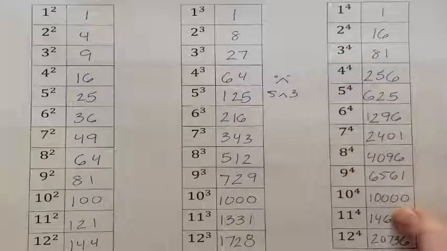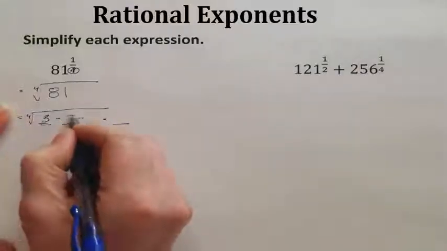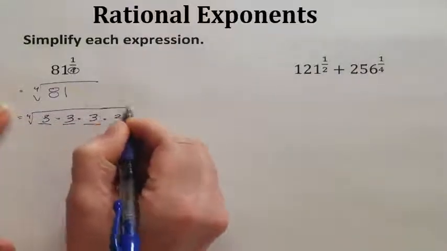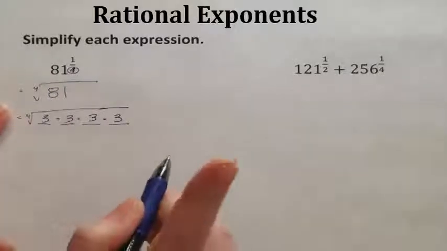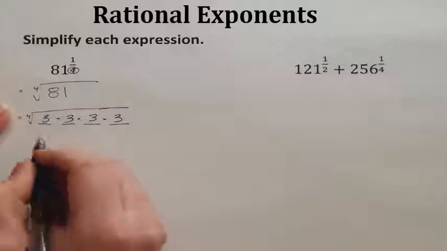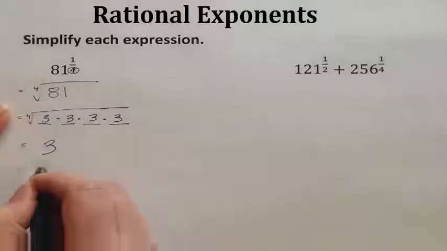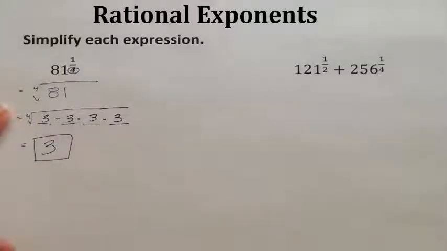That meant I had 3 in there 4 times. That meant I had 3 times 3 times 3 times 3. All of this gave me 81. So the question is, what one number did I multiply every single time? It was 3. So your answer is 3, and you're done.